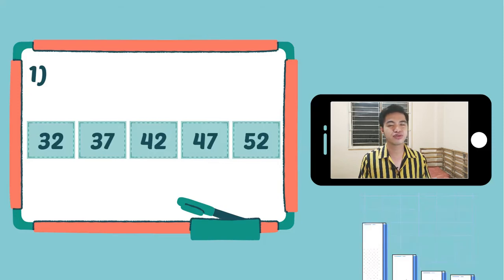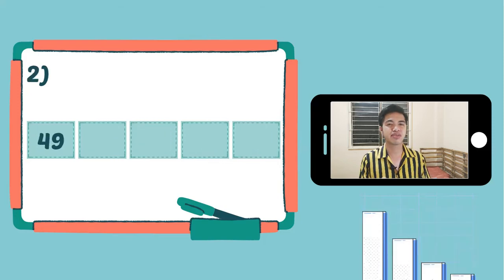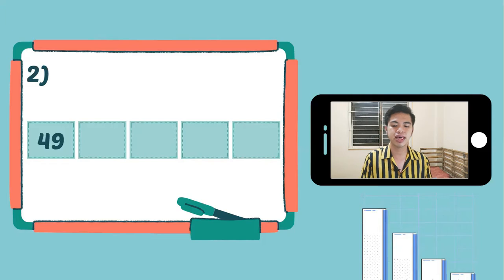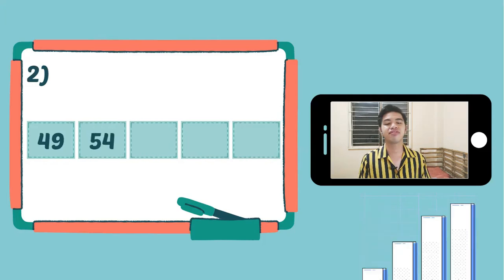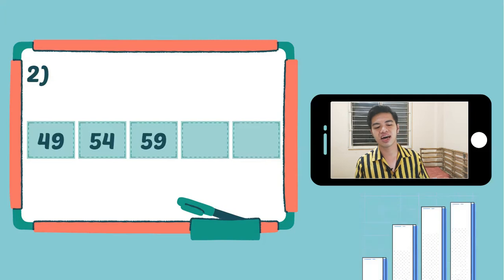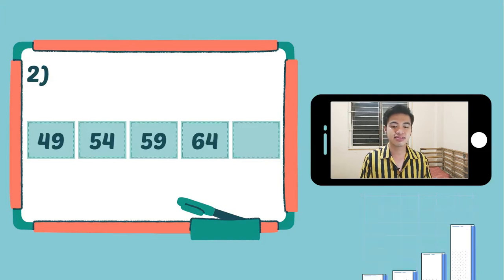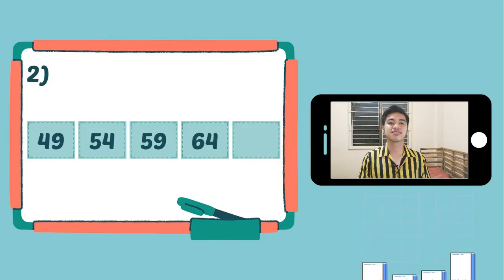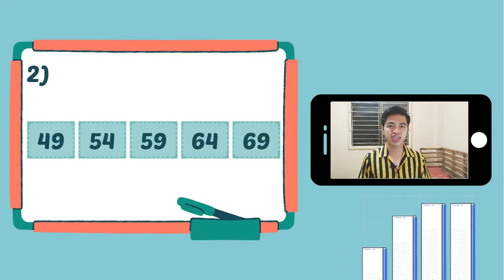So let's go to number 2. We have 49. So we will add 5 into it. It will be 54. And 54 plus 5 will be 59. 59 plus 5 is 64. And lastly, 64 plus 5 equals 69. So I hope that you are getting it, okay?